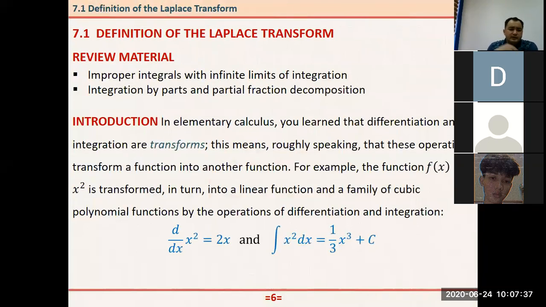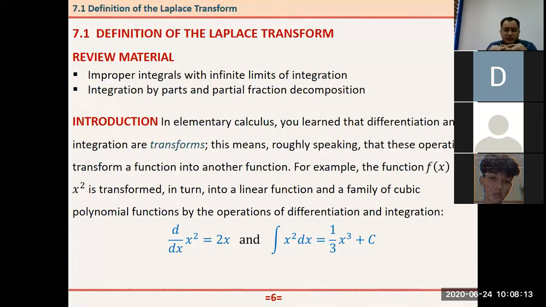What you have to know here is that we are going to use improper integrals a lot. I'm sure you didn't forget this, but if you get stuck, you need to open a book or notebook and review improper integrals with infinite limits, integration by parts, and partial fraction decomposition. This is what you studied in calculus 1 or 2, and we are going to use them very frequently.